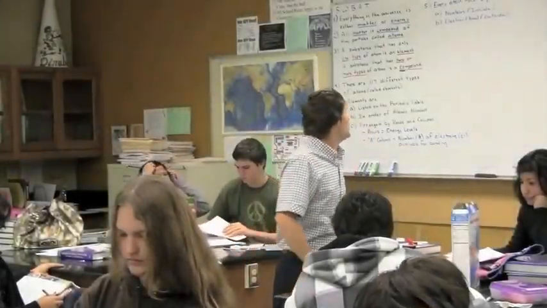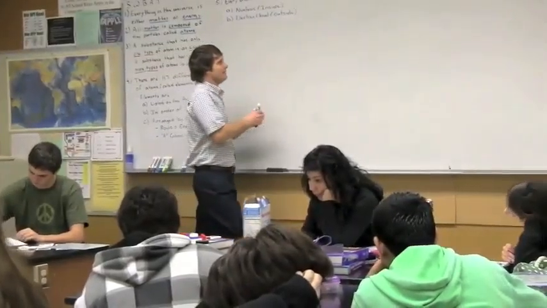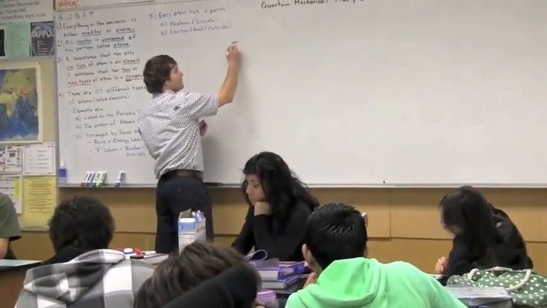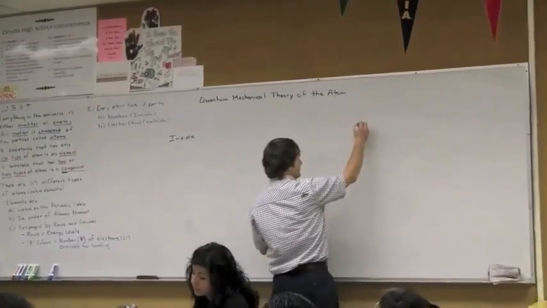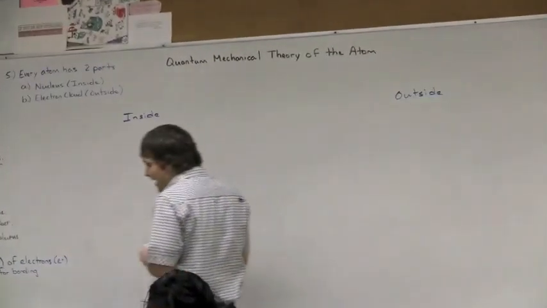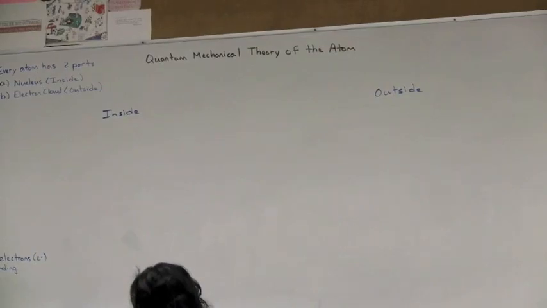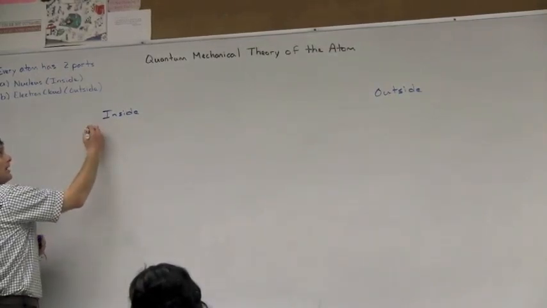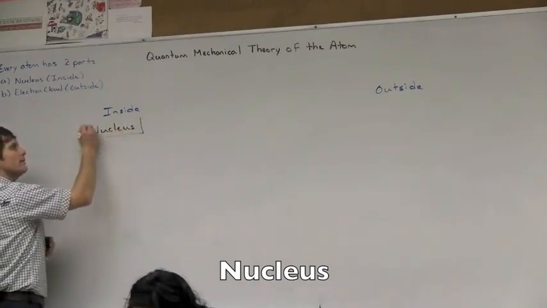Alright, so quantum mechanical theory of the atom. Over on the left side, we're going to break the atom up into two parts. We've got an inside and an outside part. As you know, in science, we always have to have fancy names for simple concepts. So, the inside part, we call the nucleus.